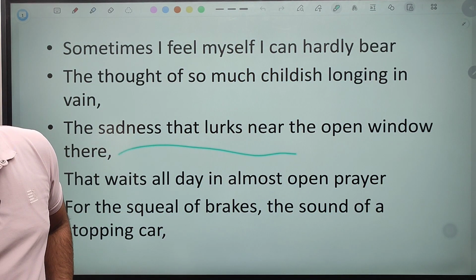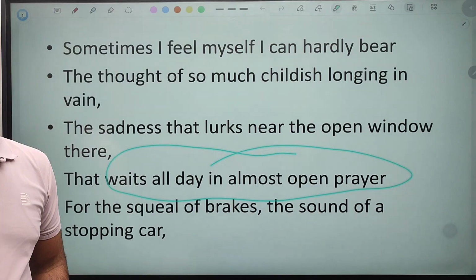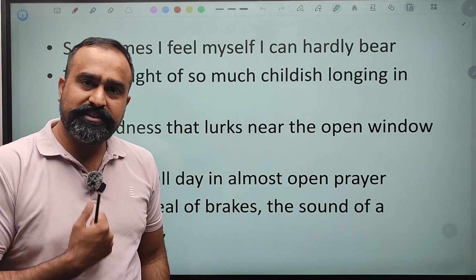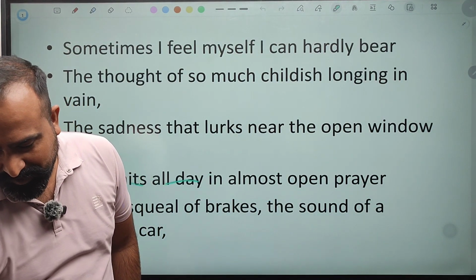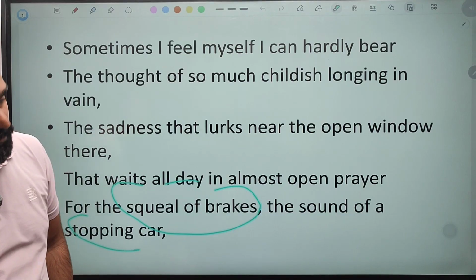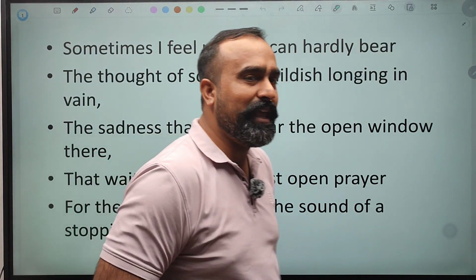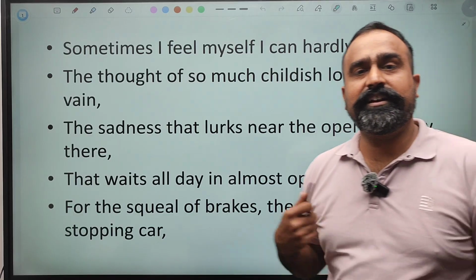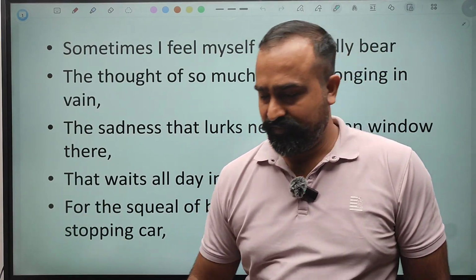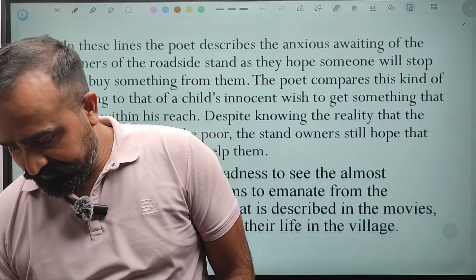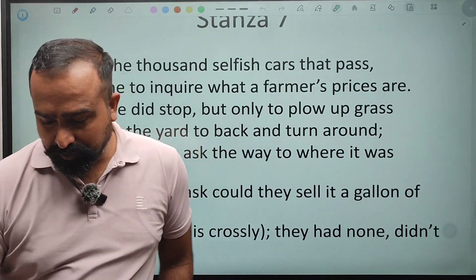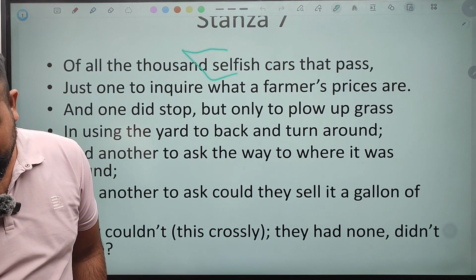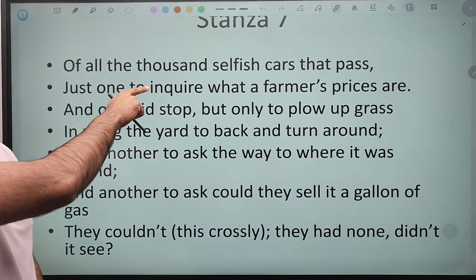That wait all day in almost open prayer. क्या prayer कर रहे हैं farmers? What is their prayer? For the squeal of brake, the sound of a stopping car. They are praying, कोई तो brake apply करे, कोई car तो रुके, and someone can come and purchase their products, right? Then, of all the thousand selfish cars that pass, selfish car over here, car is not selfish.